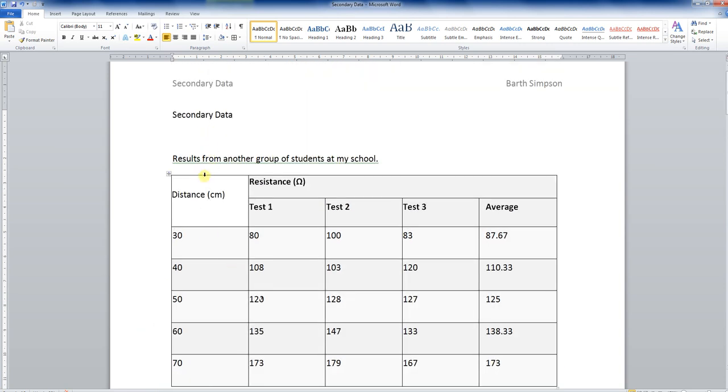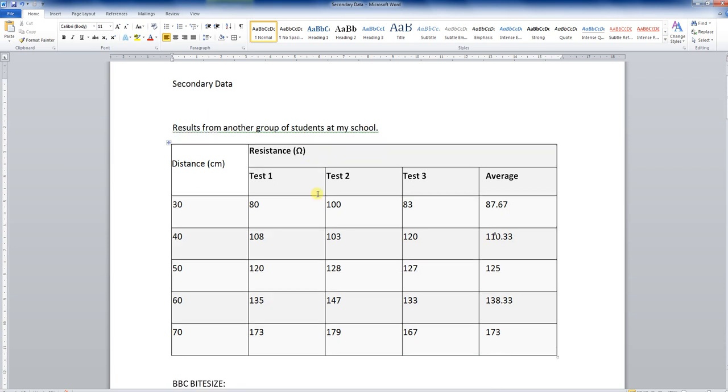So, to start with, here are results from another group of students at my school, probably from your class, and they did a very similar experiment to the one I did. They changed the distance between the light bulb and the LDR. They also went up in 10 centimeter intervals, but different to mine, they only did a range between 30 and 70, whereas we did a range between 30 and 90. So they've only got 5 data points, whereas we had 7. And for their resistance, they only measured 3 times each, so they repeated their results less often.